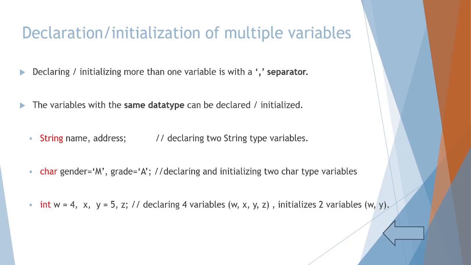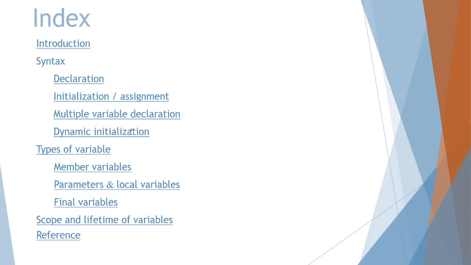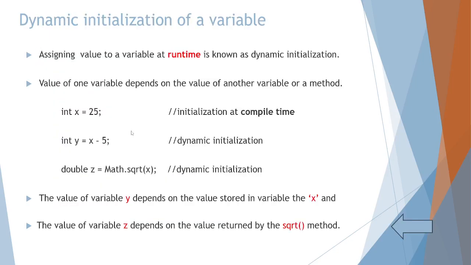Then int W, X, Y, Z, four variables of integer type. W is initialized, Y is initialized, but X and Z are declared. This way is also declaration, initialization of multiple variables is possible with the comma separator, but data type should be similar for all those variables. Then comes dynamic initialization.